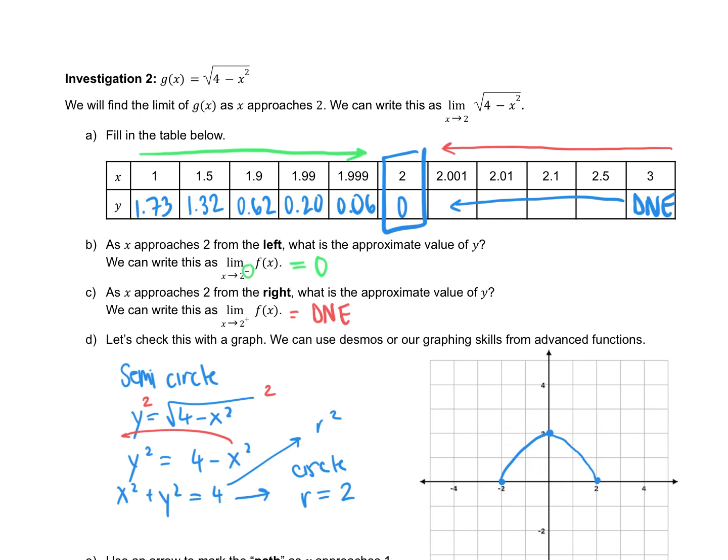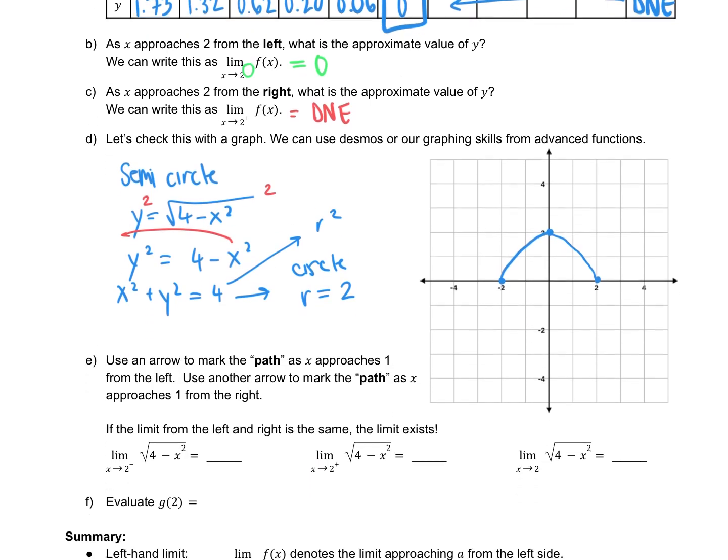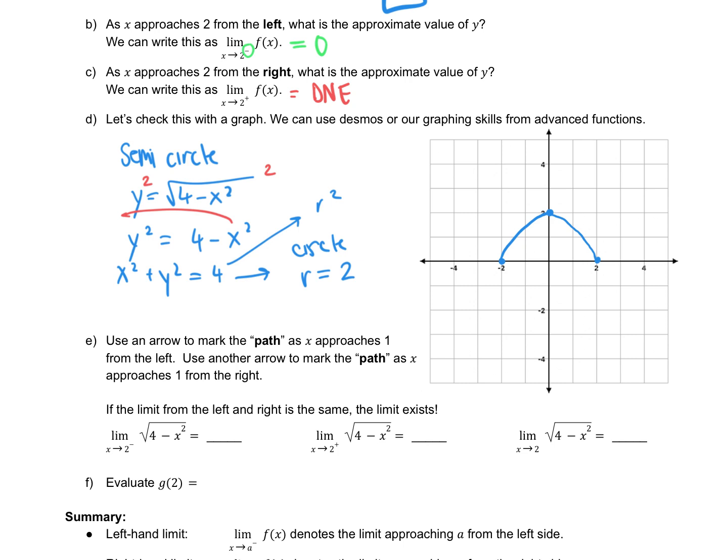So here's my function. So now let's think about the limits. As x approaches 2, so we're looking here. As x approaches 2 from the left, well, from the left, I'm following the circle, and I'm getting closer and closer to 0. Now, when I'm trying to approach 2 from the right, so from here, there's nothing here for me to latch onto. The function doesn't exist there. So there's nothing to guide me to any value at 2. So in this case, from the right side, the limit does not exist.